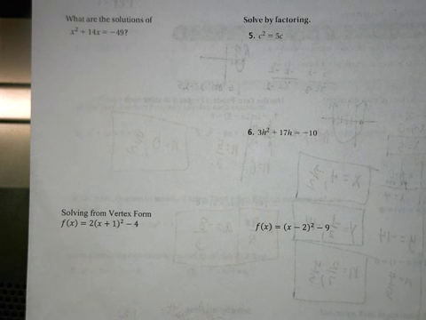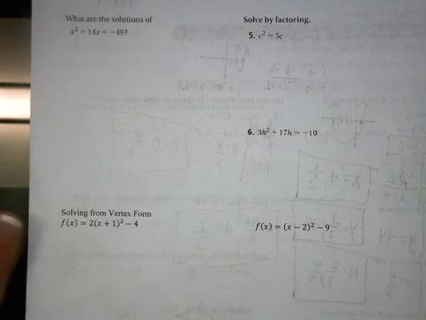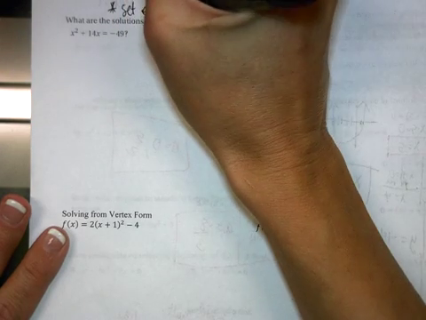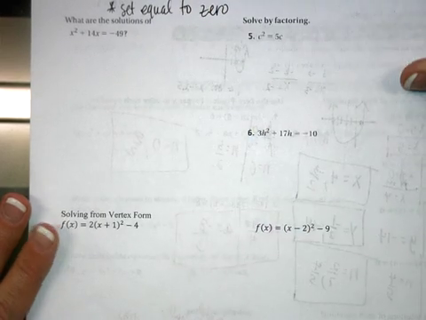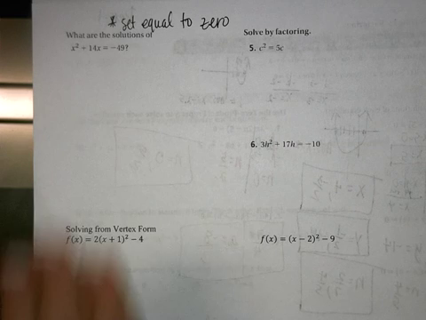Math 2, Unit 12, Section 5B. So we're doing the second half of Lesson 5. When you are factoring and finding solutions, you first need to make sure that everything is set equal to 0. So prior to factoring, it has to be set equal to 0.